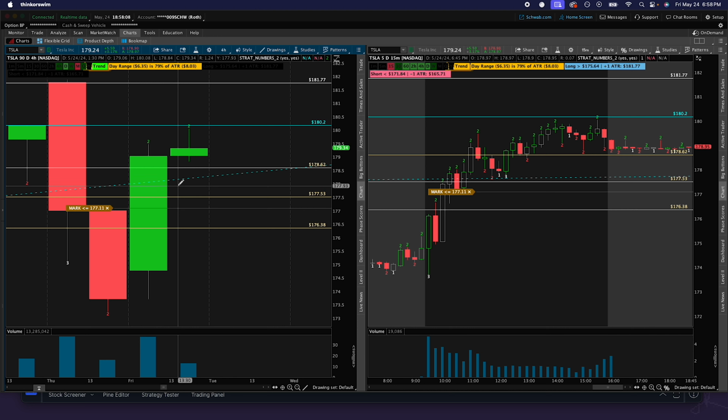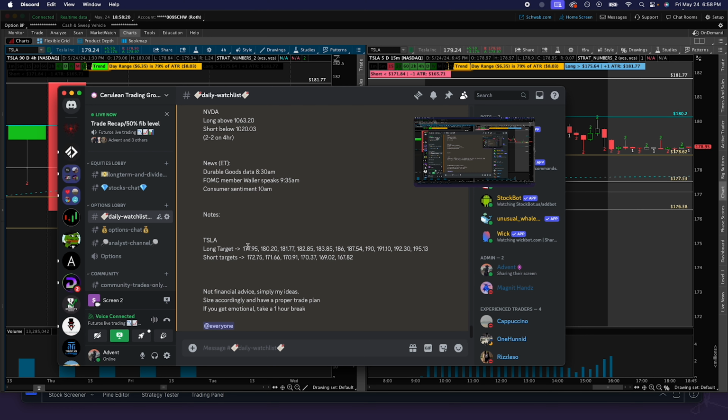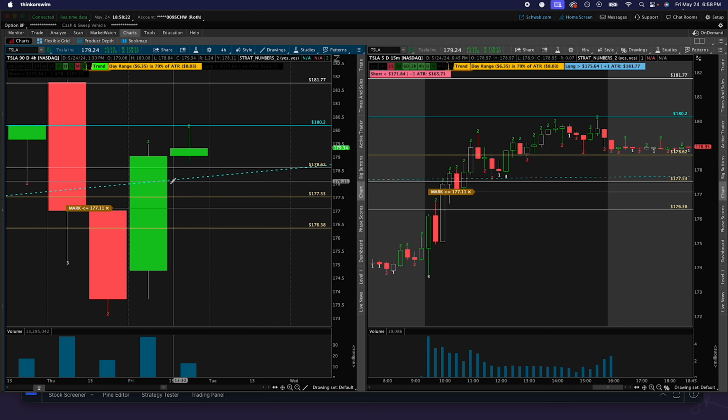My first target was this broader information here. I think it was, hold on, what's the price that I put? 177.95. Yeah, so it was around here. Yeah, so around the BF. That was my first target. My second target was this fib level, and then my third target was this next fib level.